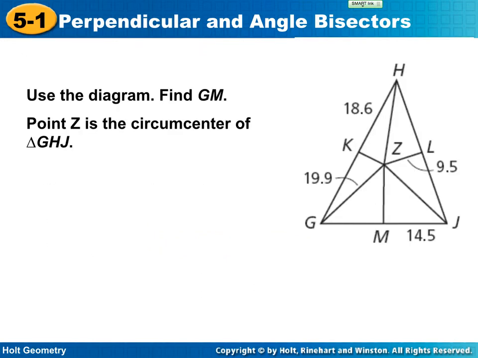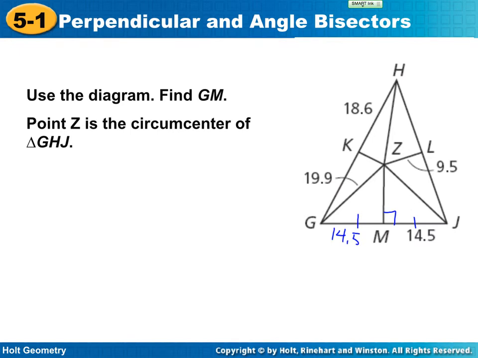How about this one? Find GM. Point Z is the circumcenter of the triangle. 14.5? Why? Okay, right. If this is a circumcenter, then the things that came together were perpendicular bisectors. So if this is a perpendicular bisector, that supports this one being 14.5. Question?